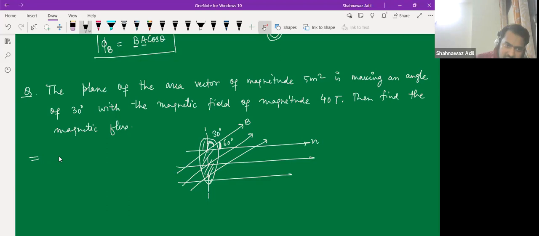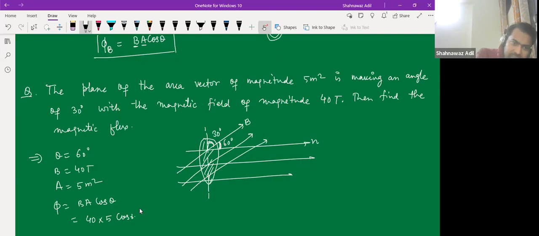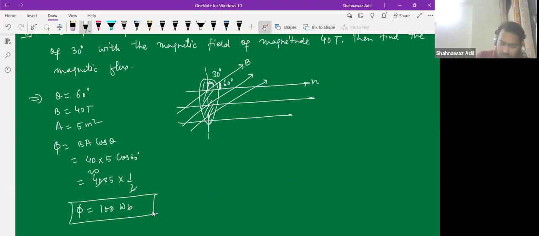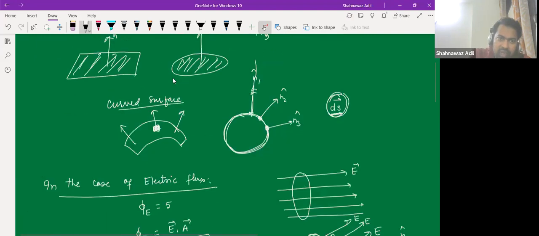So we have theta which is 60 degrees, magnetic field which is 40 Tesla, and area which is 5 meters square. So flux would be simply BA cos theta, which is 40 into 5 cos 60. Cos 60 is half, so this is 20 into 5, 100 Weber. So this is the magnetic flux. Please note this down, and then we will talk about Faraday's law.